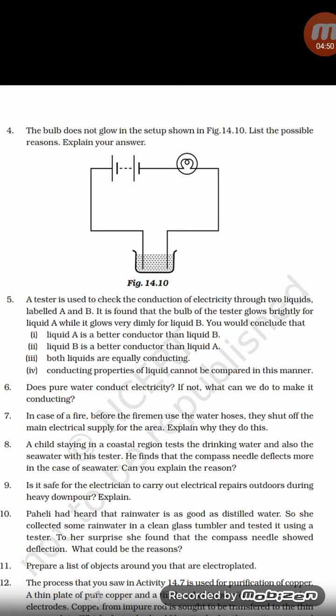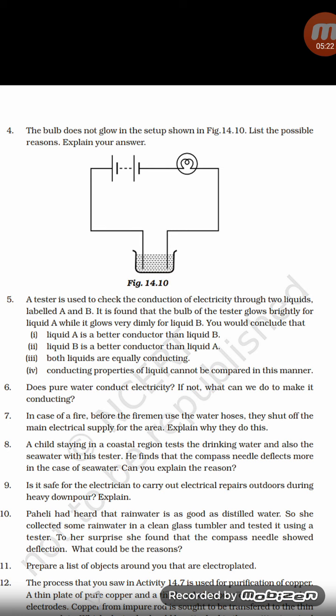In question number 8, a child is staying in a coastal region. Coastal regions are those regions which are present near the sea. So the child tests the drinking water and also the sea water with his tester, and he comes to the conclusion that the compass needle deflects more in the case of sea water. Definitely, as we know, sea water contains more salt as compared to drinking water.